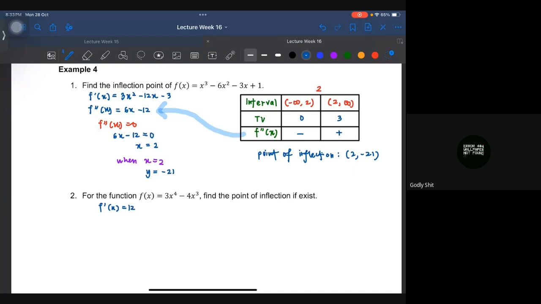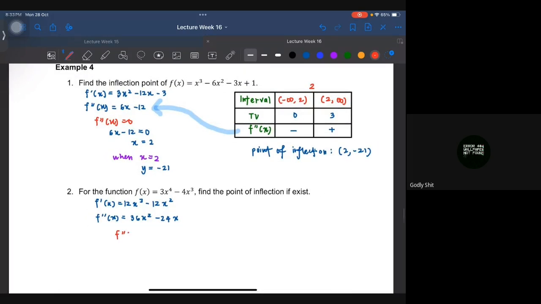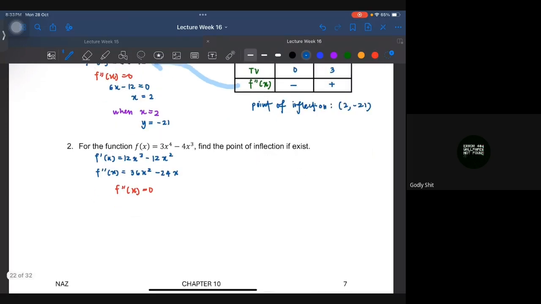So we have 12x cubed minus 12x squared. Okay, and then second derivative. So f double prime. So you will have 12 times 3 is 36x squared, and then minus 24x. Okay, settle. So kita akan buat dia equal to 0. F double prime is equal to 0. Okay, so kita akan ada 36x squared minus 24x is equal to 0.